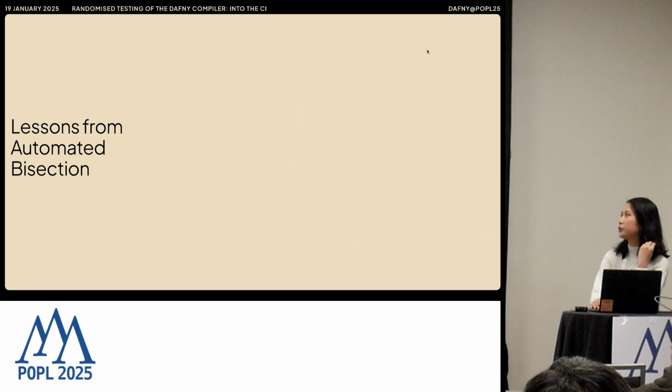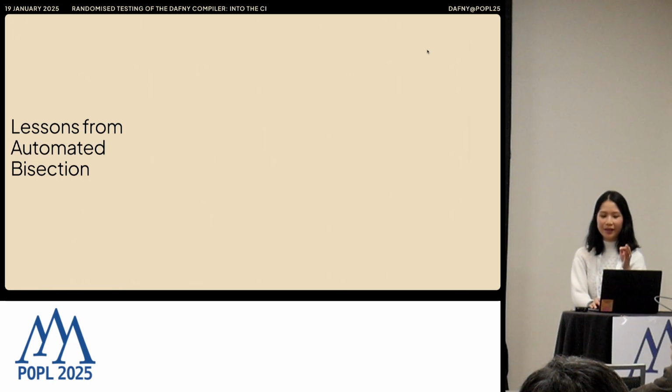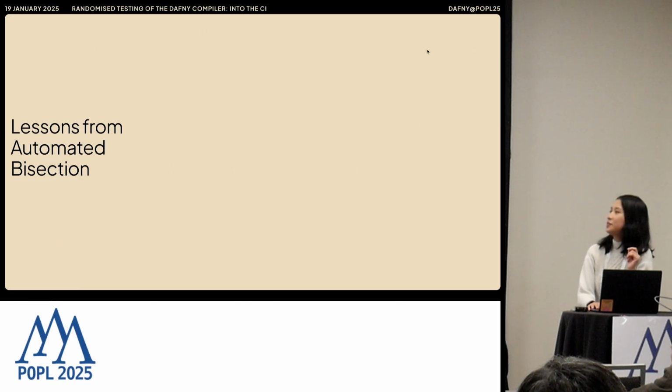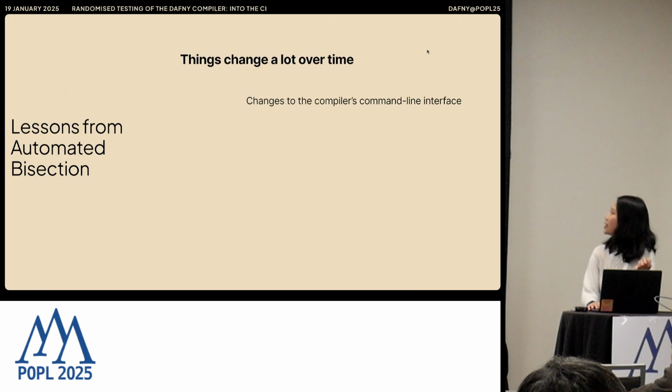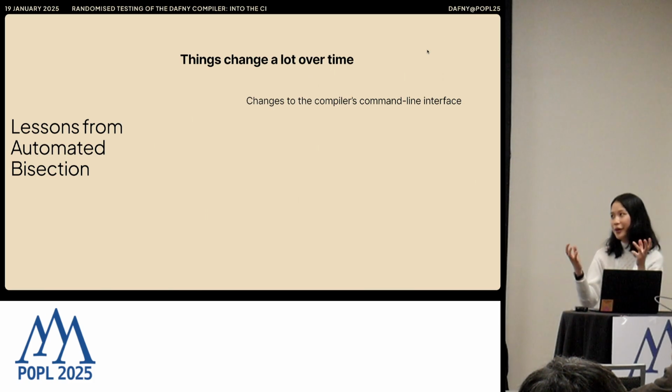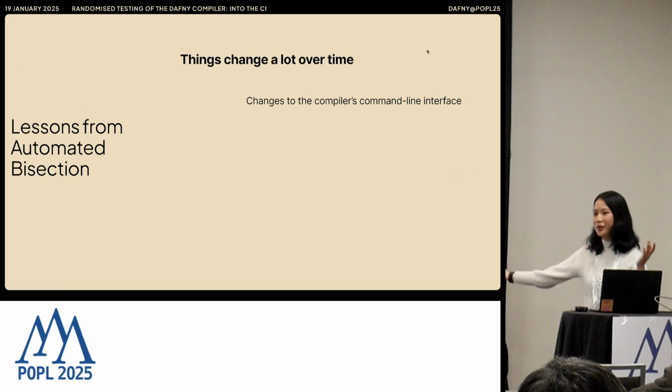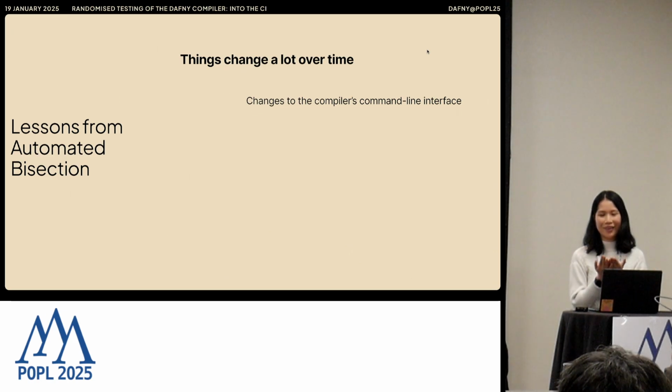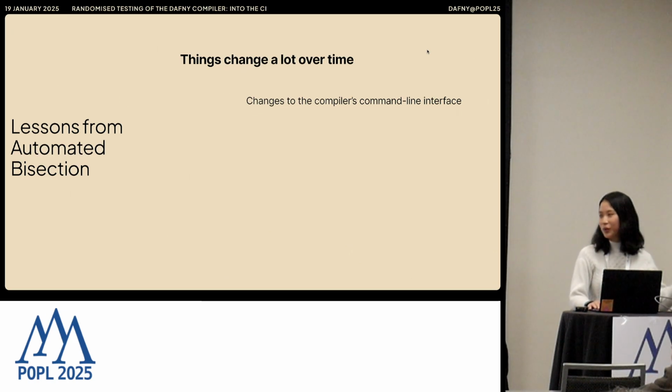And this would require you to invoke the Dafny compiler in an equivalent manner, wherever you are in that history. And this turns out to be pretty hard because things change a lot over time. So there were changes to the command line interface, right? You have the new command line now. The old one is getting deprecated. But then at some point, if you're bisecting back in time to when the new command line doesn't exist, you need to invoke the old command line in the way that would produce the same output as the new one.